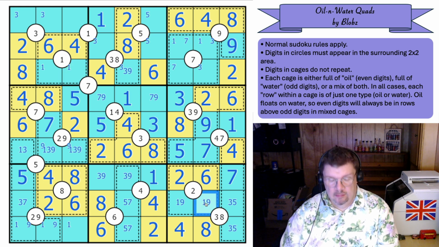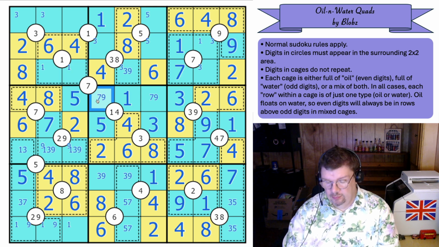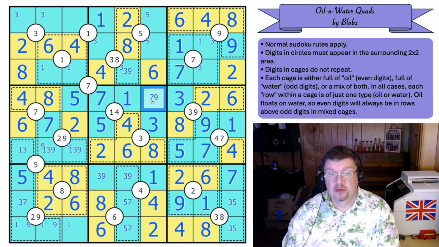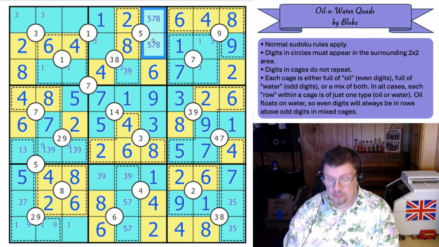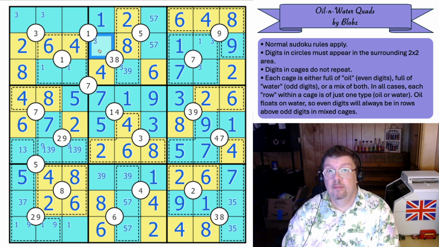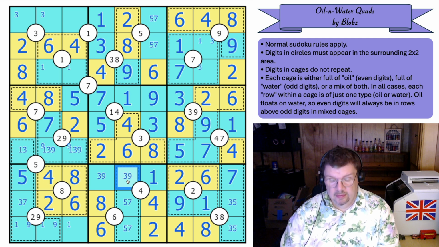This 9 resolves the 1 and the 9 here. That 1 makes this a 1, which makes this a 7. 7 now can't go here, so this must be the 7. And that's a 9. So this 7, that means this is a 5, 7 pair here. Oh, and then this is 3 or 9, but it can't be a 9 because of this 9. So that's 3. That's 9. That becomes 3 and 9.